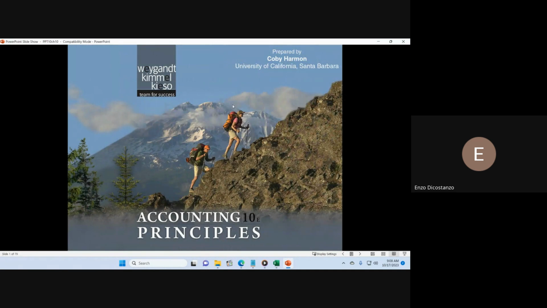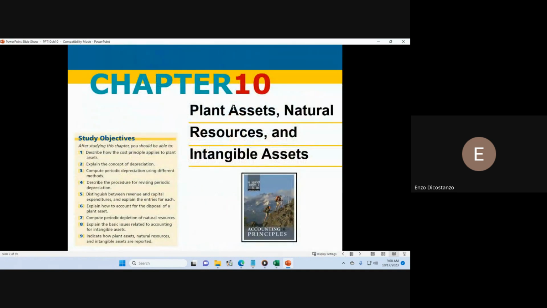Okay, so there we go. Plant assets, natural resources, intangibles. We're going to describe how the cost principle applies to plant assets. And again, matching costs and expenses, that's something you're always going to be dealing with. We're looking at it in terms of this specific topic, but you'll always deal with it if you're analyzing situations and business deals and things of that nature.